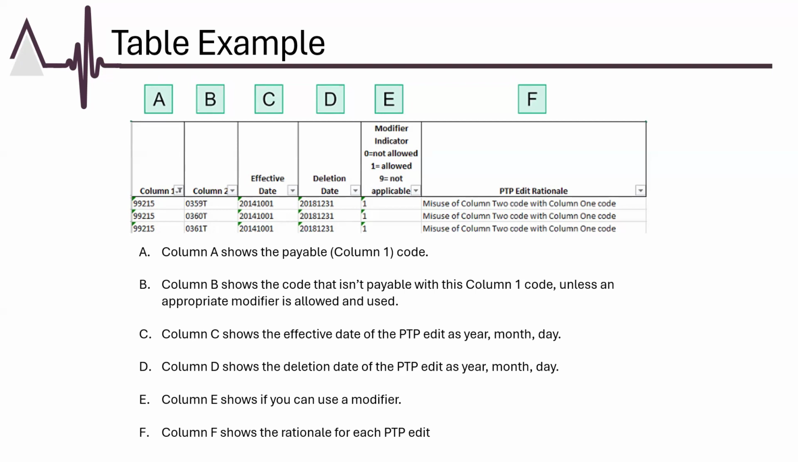The table includes code pairs, which consist of column 1, noted as A in our example, and column 2, noted as B. The column 1 code represents the primary service, while the column 2 code represents the secondary service. The next column we will focus on is E. This column uses the modifier indicators we discussed in question 1. There will be a 0, 1, or 9 listed. In this example, there is a modifier indicator of 1. This means the codes can be billed together when using proper modifiers.